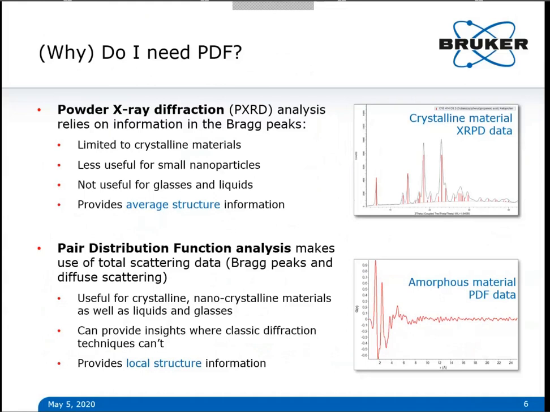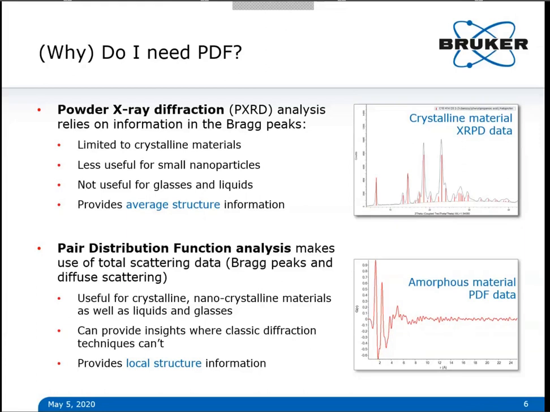Now, why do I need PDF? Well, extracting structural information from XRD data relies on the information contained in the Bragg peaks. Ideally, we like these peaks to be narrow and well separated so that the intensities of the individual reflections can be determined easily. However, if the structure has defects or even no long-range order at all, these sharp Bragg reflections will broaden and the diffuse scattering increases. All this makes the analysis of the Bragg peaks more difficult and maybe even impossible.